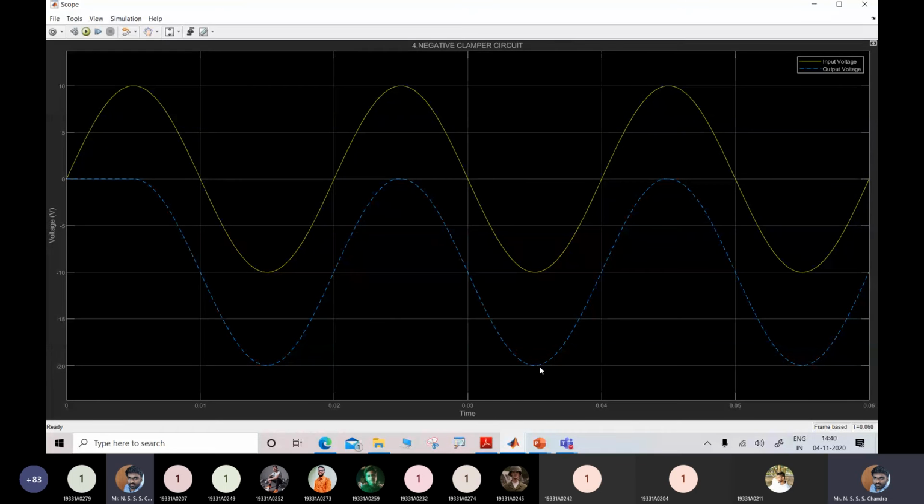Minus 20. Okay, so your output voltage is varying from minus 20 volts to 0 volts. When the input is at 0 volts, your output is at minus 10 volts. You are observing the positive peak, negative peak, and also when the input is at 0. Now this is the ideal diode condition.